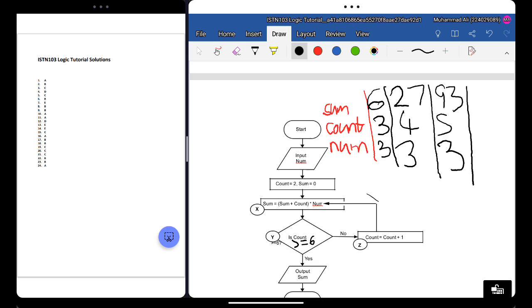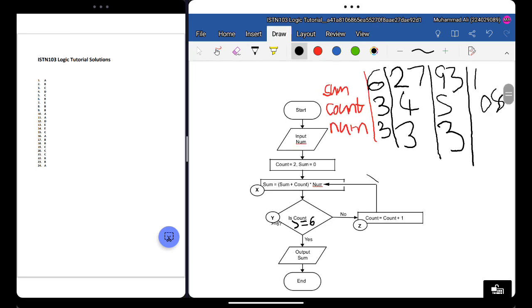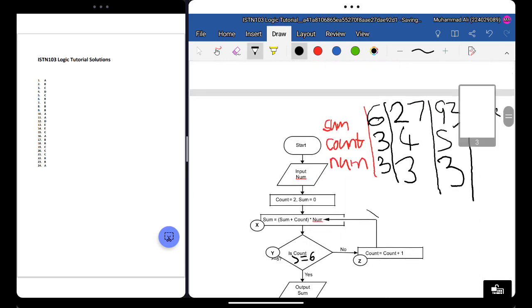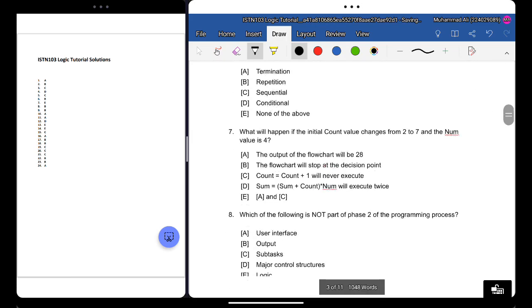Now, this is probably going to be my last iteration. Sum is equal to sum plus count. 93 plus 5 is 98. 98 times 3 is 108. So my sum is 108. Wait one second. Why isn't it working now? 108. Okay, I see what the problem is. It's a 2 on the right that I'm writing.